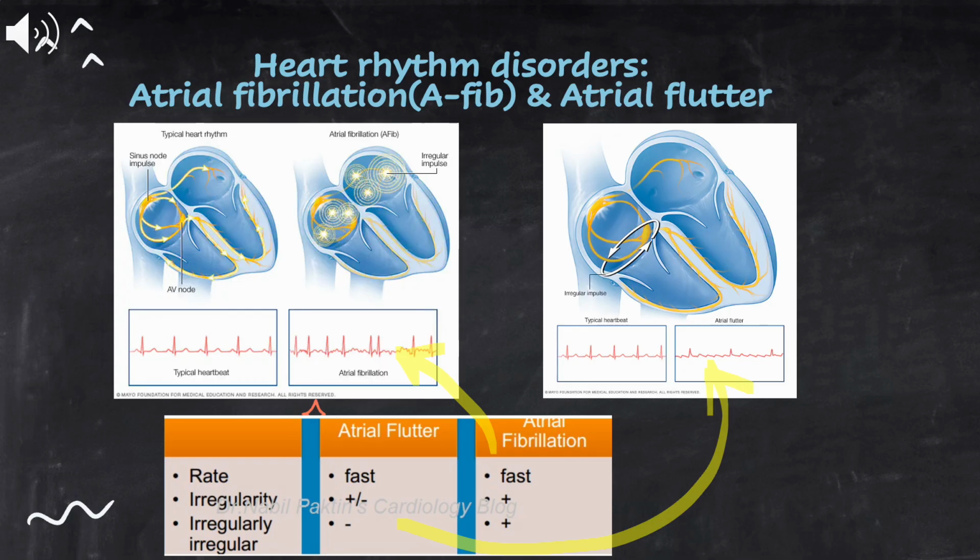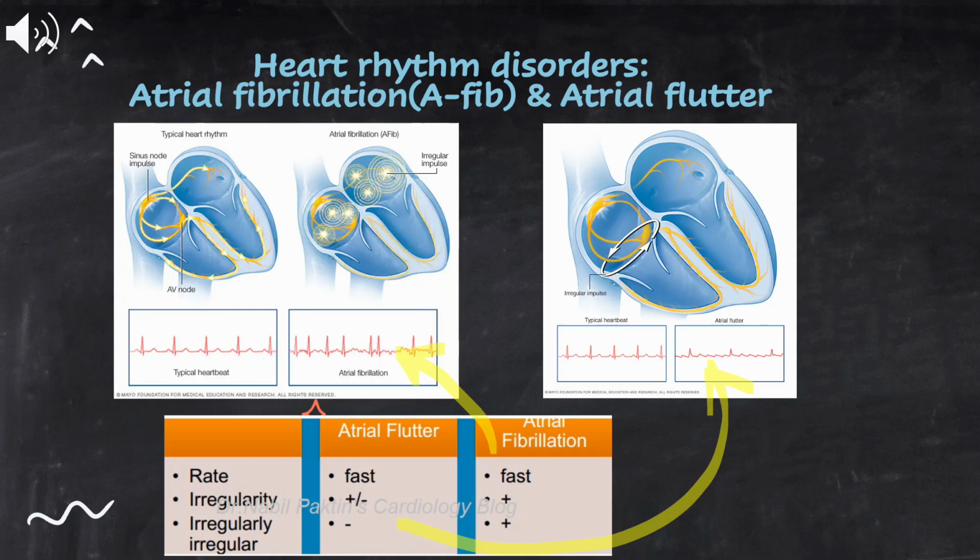Next is atrial flutter. A flutter is identified by characteristic sawtooth flutter waves on the rhythm strip and often has a more regular ventricular response than AFib. Even though atrial flutter looks more organized, it still originates in the atria and results in ineffective atrial contraction, which means it also carries an embolic and stroke risk, similar to AFib.